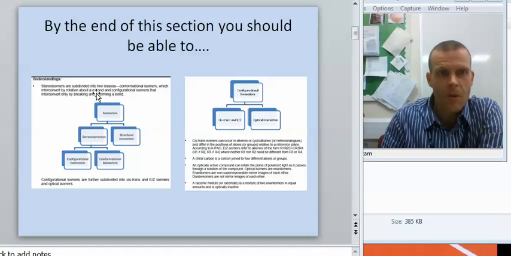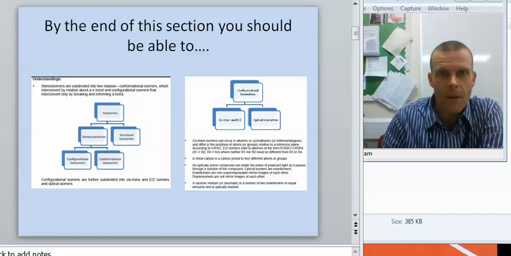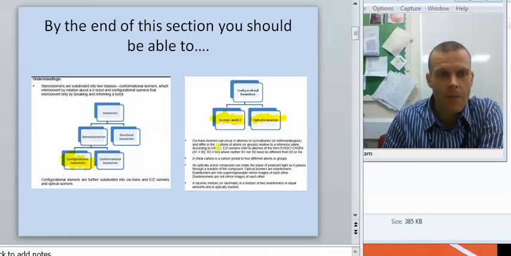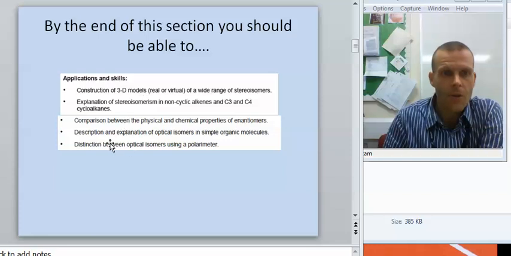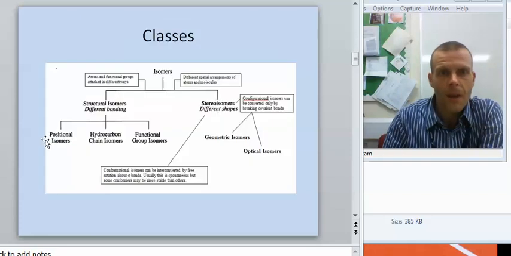Stereoisomerism is divided into two classes, and most of this session, in fact nearly all of it, is going to be about this form here, and it's because we can talk about cis-trans, E and Z forms, and optical isomerism as well. This is just going to be a tiny little bit that we need to mention. Alright, so this is what we need to be able to do as well as all the other knowledge that you saw on the last page.